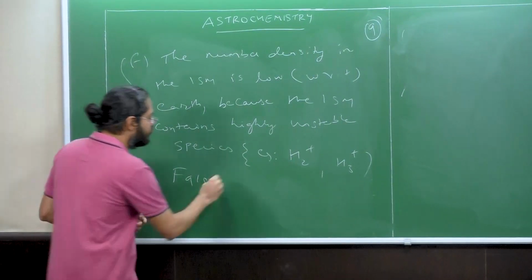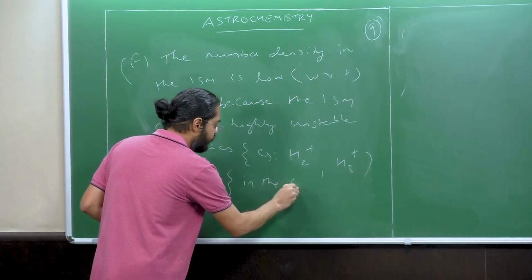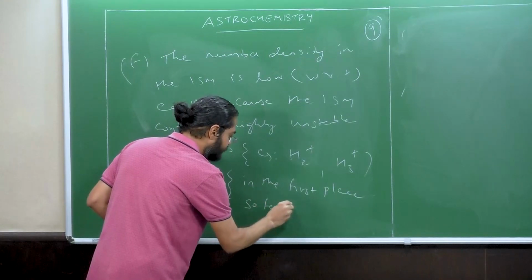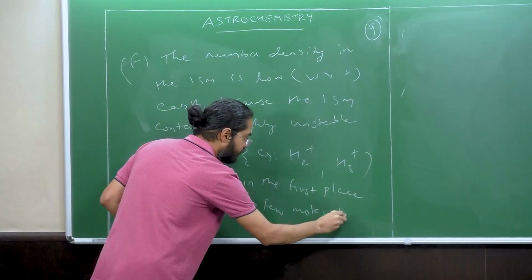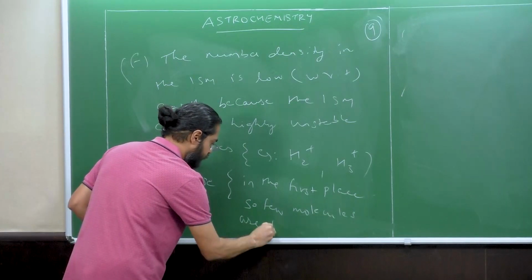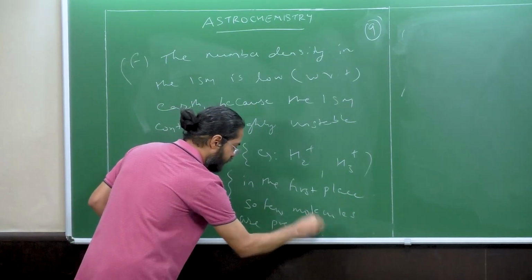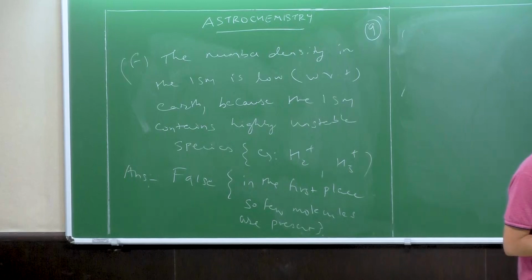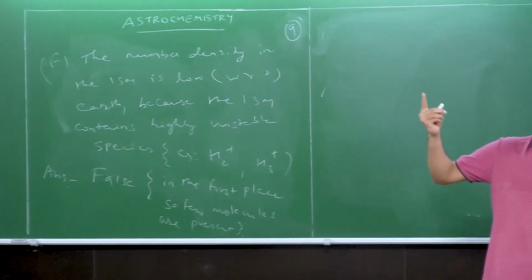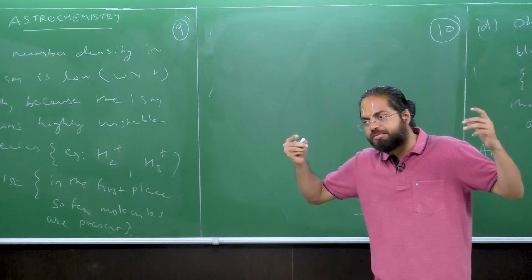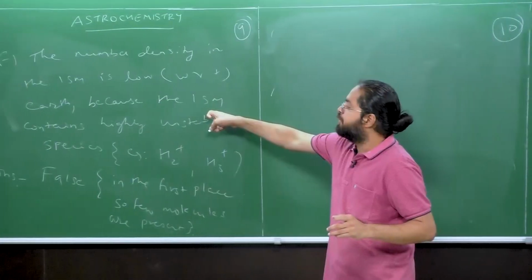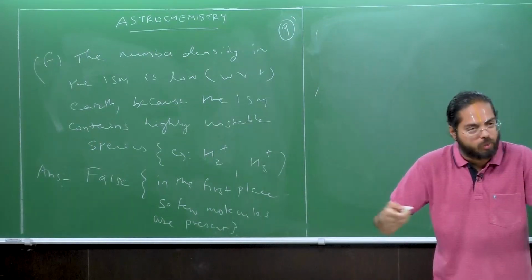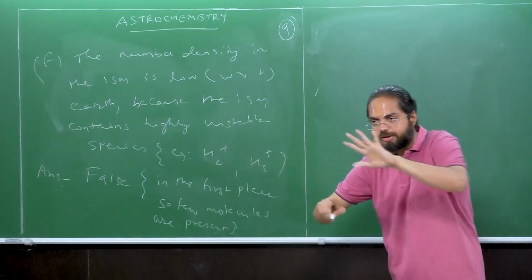and it is because in the first place, so few molecules are present. Okay, so it has got nothing to do with highly unstable or highly reactive molecules. It is not like they were highly unstable species, they readily form and then they react immediately. No, it is that the number density is low because in the first place there is almost nothing over there. So that is the logical part for this answer.